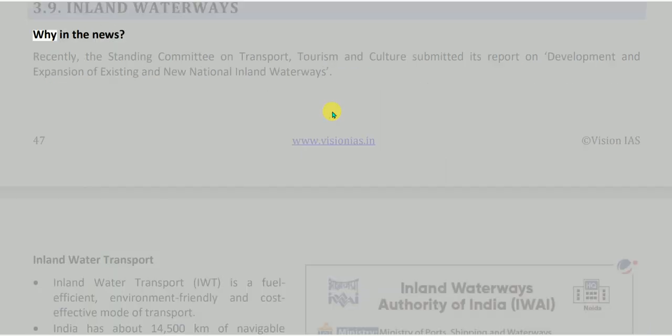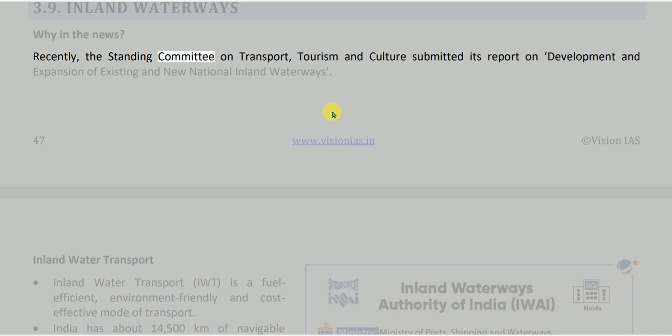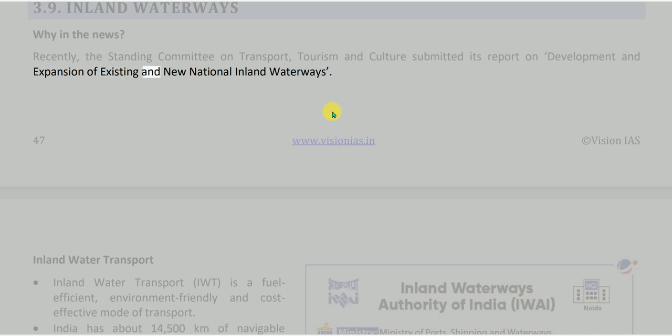3.9 Inland waterways. Why in the news? Recently, the Standing Committee on Transport, Tourism and Culture submitted its report on development and expansion of existing and new national inland waterways.